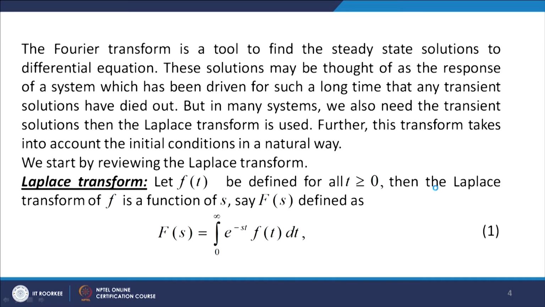Let us see what is the use of Fourier and Laplace transforms, where they are used. The Fourier transform is a tool to find the steady state solutions to differential equations. These solutions may be thought of as the response of a system which has been driven for such a long time that any transient solutions have died out. But in many systems we also need the transient solutions, then the Laplace transform is used. Further, this transform takes into account the initial conditions in a natural way.